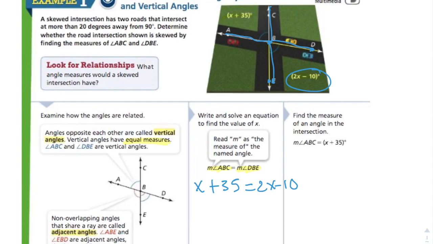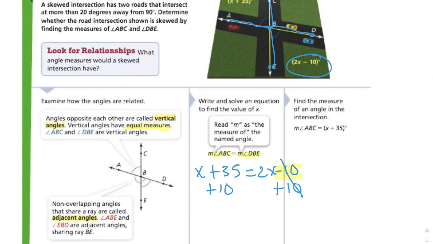So now I can just start solving here. So I'm going to start on my right side. One thing that I can cancel out or move over to the other side is this minus 10. So I can undo that or cancel it out by adding 10 to both sides. These 10s over here cancel out because minus 10 plus 10 equals 0. So I'm going to be left with x plus 45, sorry, is equal to 2x.